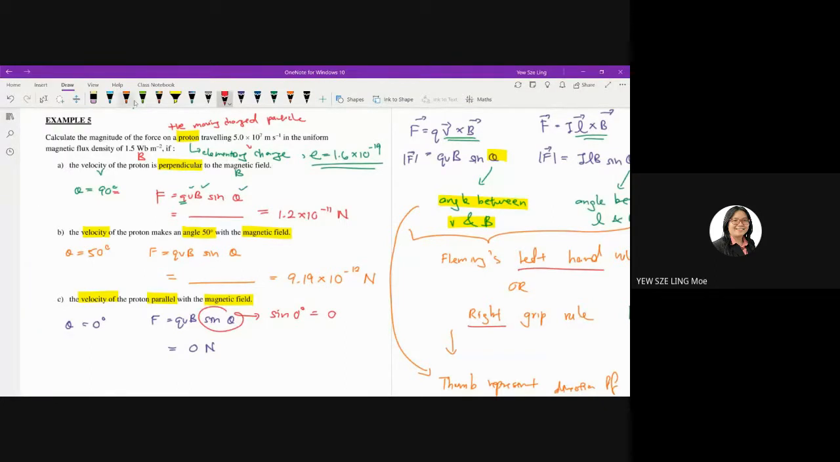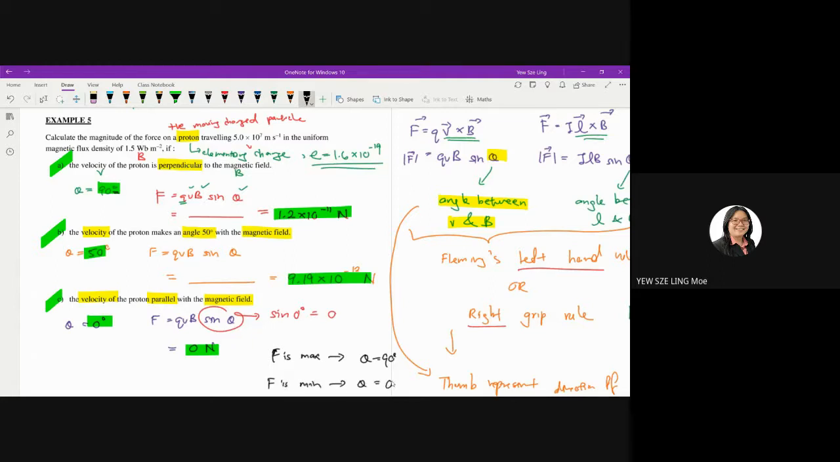When you look at these three questions, A, B, and C, according to the values and the angles given, it shows you that as the angle increases, the force increases. It also proves that you have a maximum value: F is maximum when theta is equal to 90 degrees, and F is minimum when theta is equal to 0 degrees. That is because of the sine function.